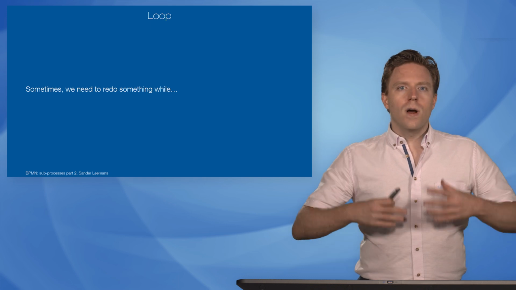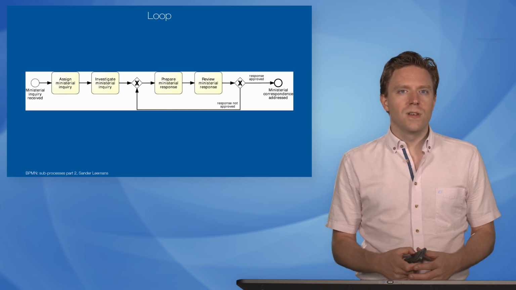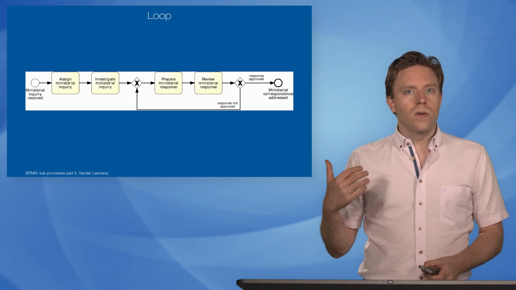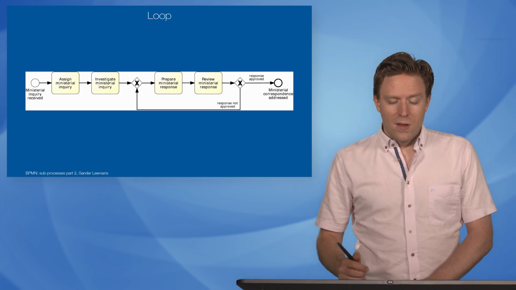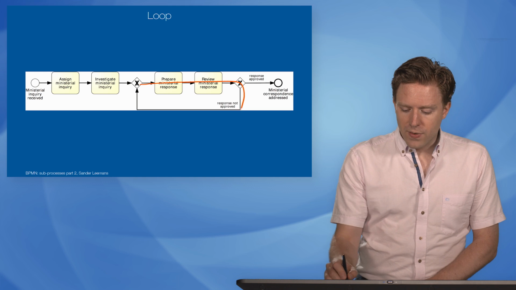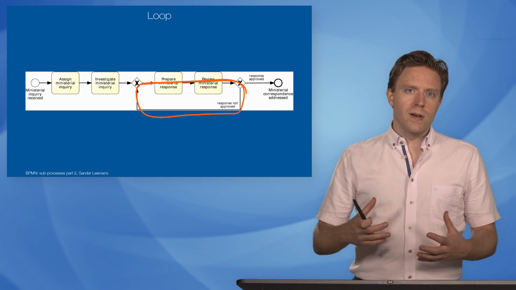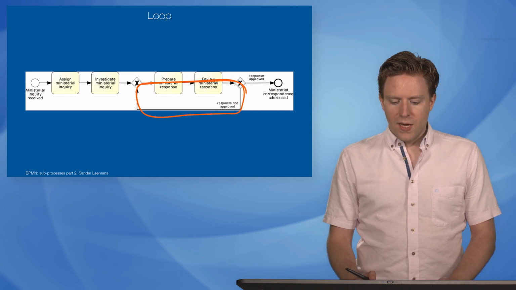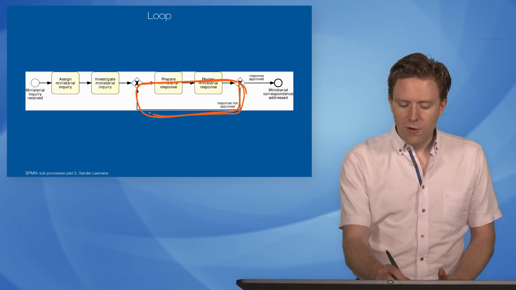First up is loops. Sometimes we want to redo something while a certain condition holds. For example, here we have a process that shows how Beamte answer ministerial responses. And we see that there is a loop here. In this loop, we have to prepare a ministerial response, that's the first activity, and the second one, review the ministerial response. And if the minister isn't happy, we go back into the loop and we do everything again.